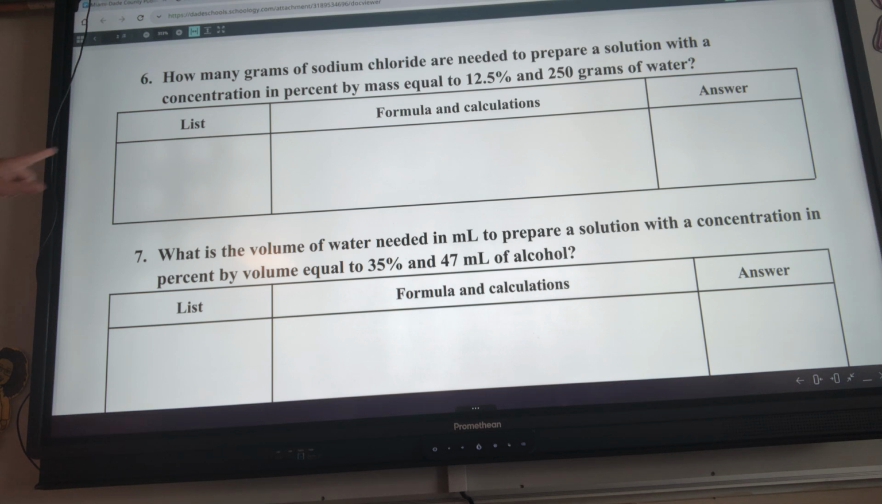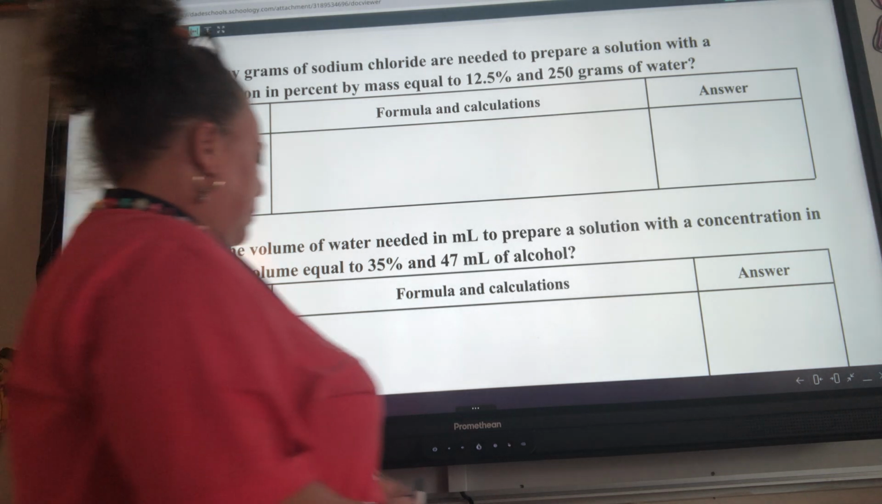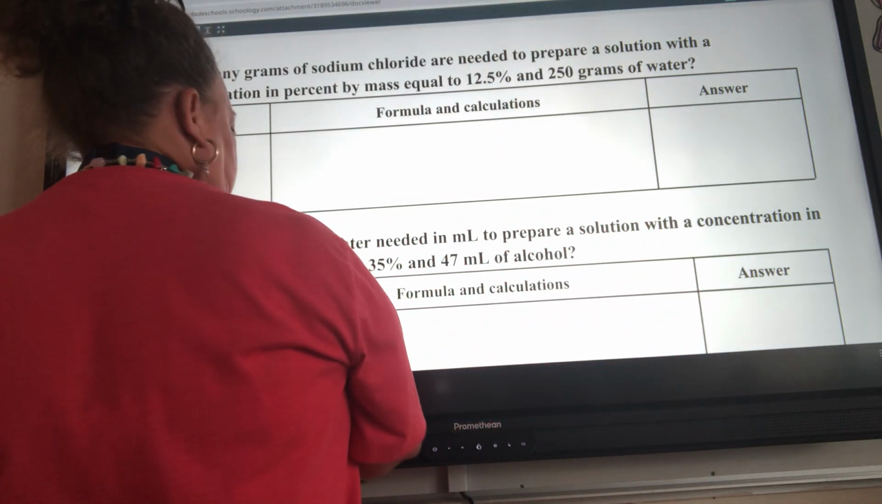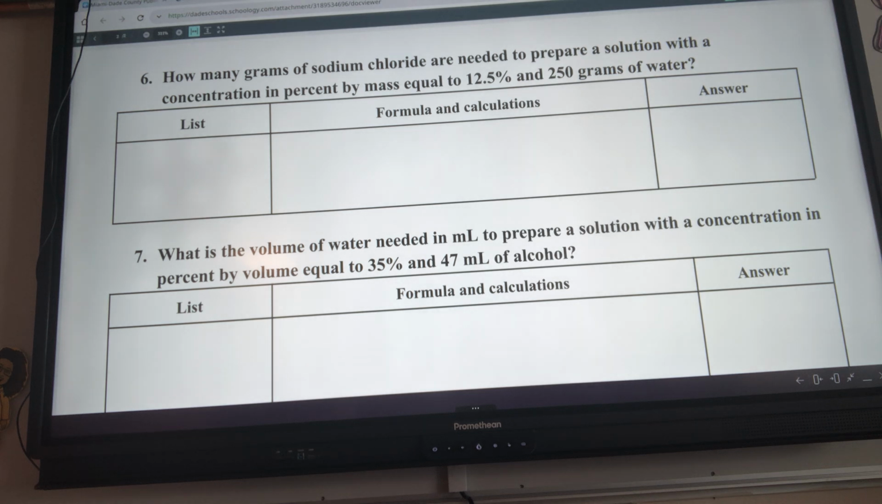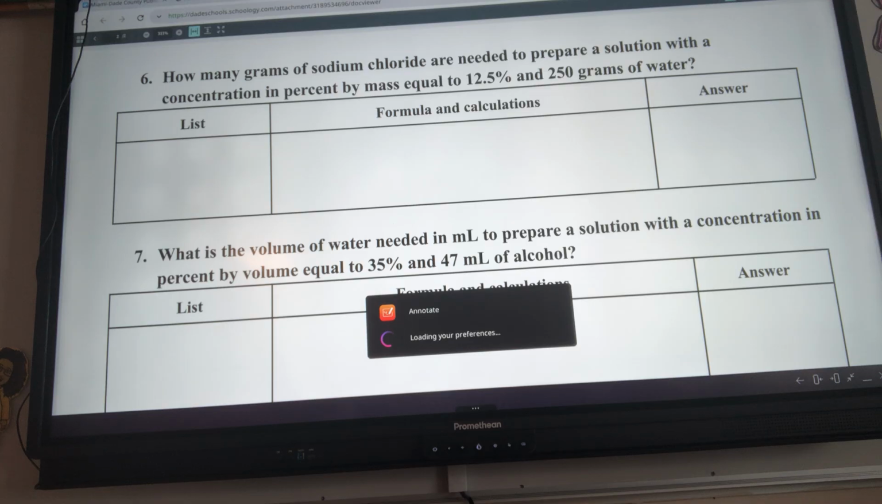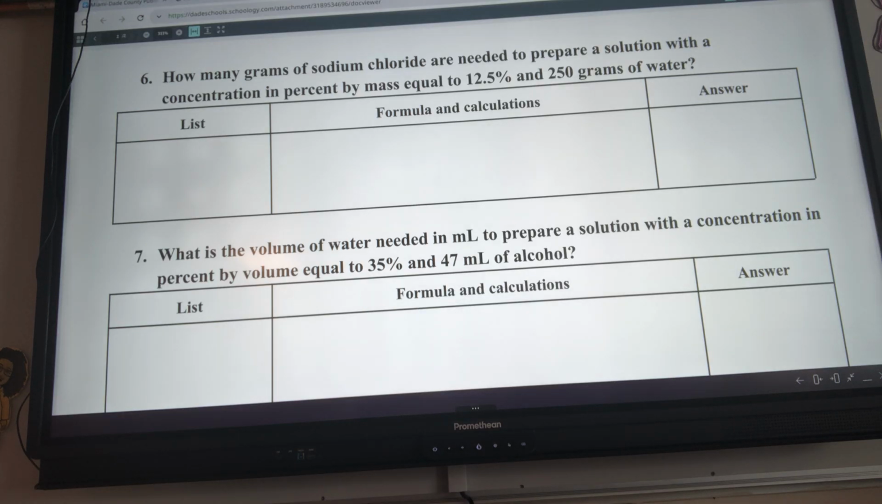What is my first step? You're going to read the question to complete the list, right? Okay, that's what I'm going to do. Let me use my annotation. How many grams of sodium chloride are needed to prepare a solution with a concentration in percent by mass equal to 12.5%, but I have more information, and 250 grams of water.